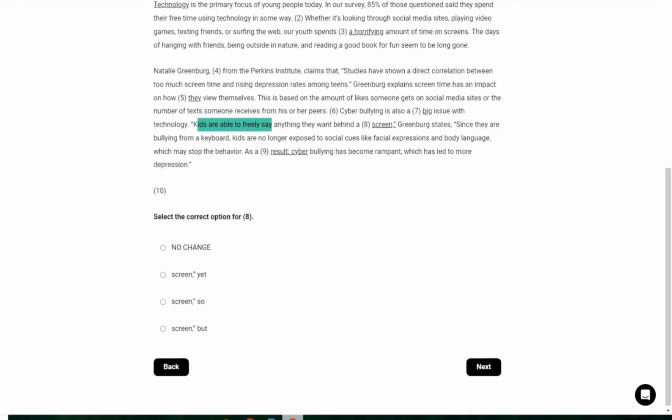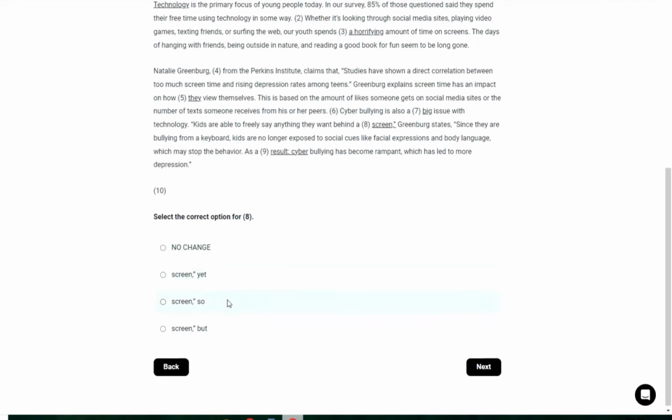It talks about how they're able to freely say anything they want behind a screen. The second thought is supporting this first thought. So Greenberg states kids are freely able to say anything they want behind a screen. So since they're bullying from a keyboard, they're no longer exposed to social cues like facial expressions and body language. That one doesn't really make any sense either, because we're not saying that since they're able to say nothing behind a screen, they can bully behind a keyboard. No, we're saying that since they can say anything they want behind a screen, they're also able to bully behind a keyboard, and that gives them less exposure to social cues.